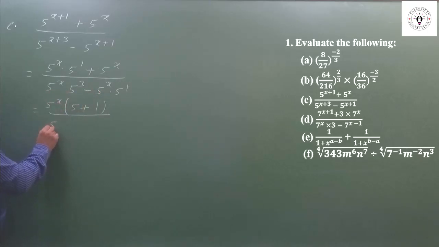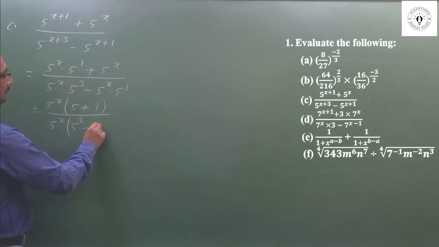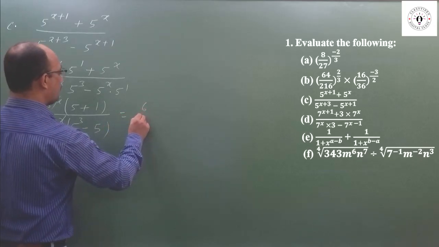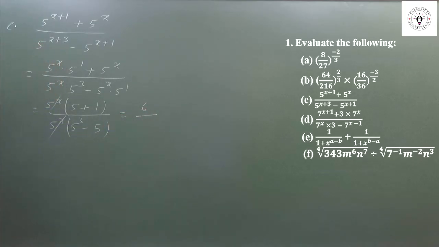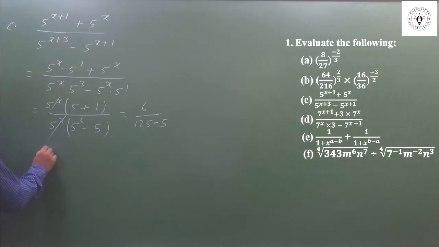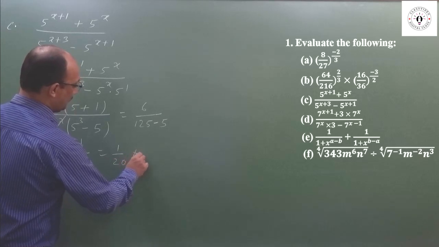In denominator, what is common? 5 to the power x is common. Then what is left? 5 cube minus 5 to the power 1, which means 5. 5 to the power x, 5 to the power x cancelled. What is left? 5 plus 1 is 6 upon 5 cube. 5 cube means how much? 5 5s are 25, 25 5s are 125, minus 5. 6 upon 125 minus 5 is 120. 6 1s are 6, 6 20s are 120. So this is 1 upon 20.